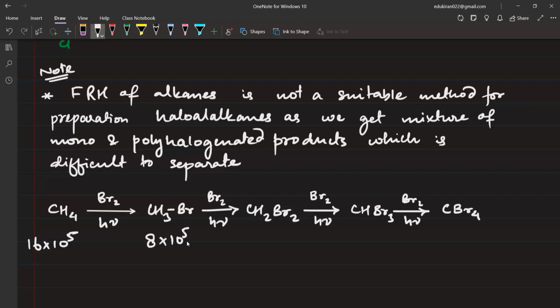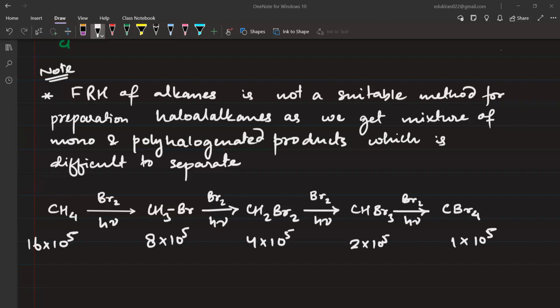Now let us suppose not all CH3Br got into contact with Br2. Only half of them got into contact with Br2. So half of this will be converted into CH2Br2. Then let us suppose half of it got into contact with Br2 once again. We will now get 2 into 10 to the power 5 CHBr3. Let us suppose half of it got into contact with Br2 and I will get 1 into 10 to the power 5. Now, what will be the total amount of products that we are going to get? See, we have a mixture now again. Yes or no? Can all of you see that?